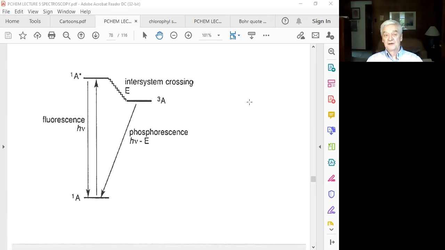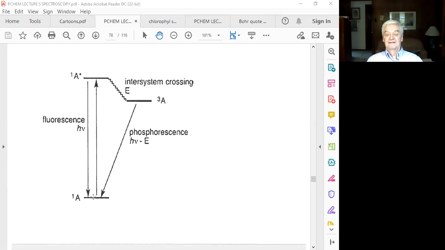Okay, in this diagram, the electronic states are written 1A instead of S0, and then 1A prime, I guess, for the excited state instead of S1, but it's the same kind of meaning. So this is fluorescence. Again, you excite a level, and you can come straight right back down at the same frequency that you put in if you're working in the vapor phase.